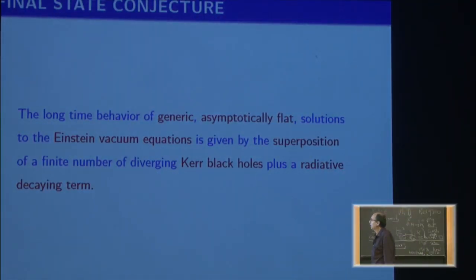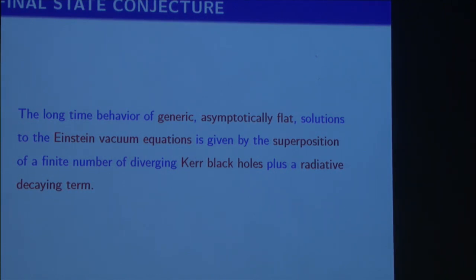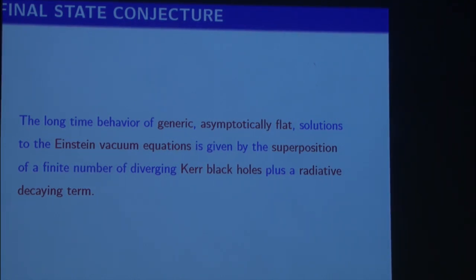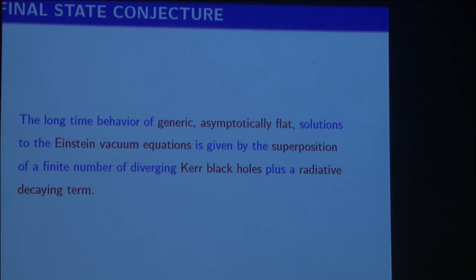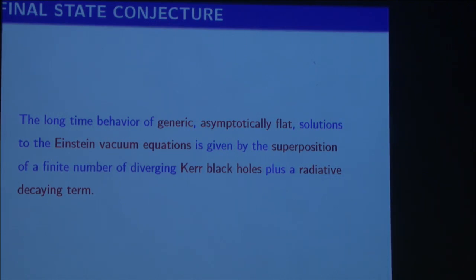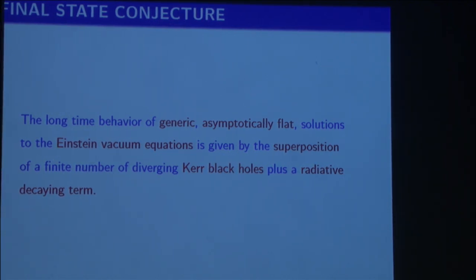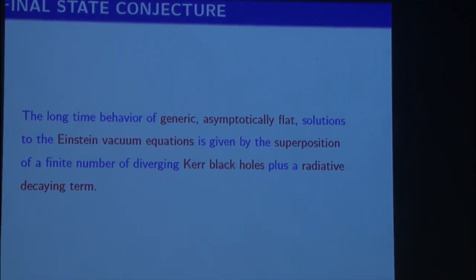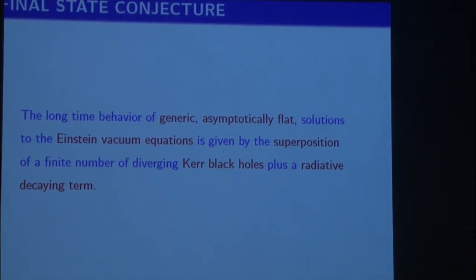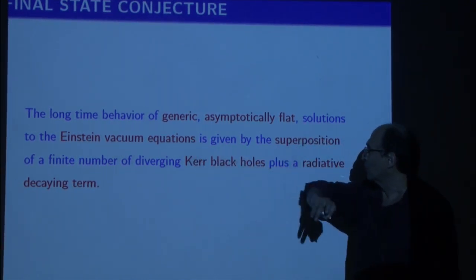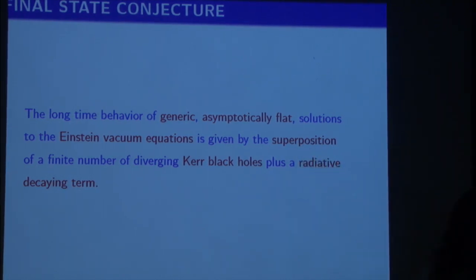So now let me go to one big conjecture just to set up the kind of things that we are interested in. This is the biggest conjecture that you can make, which is called the final state conjecture. And it says that the long time behavior of generic asymptotically flat, now, generic is a notion that you'll have to define. Probably when you prove it, you'll also know what generic means. But roughly, it says that essentially all solutions, with some exceptions, which are asymptotically flat Einstein vacuum, as we already discussed, is given by the superposition of a finite number of diverging Kerr black holes.